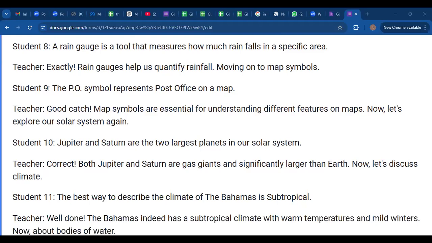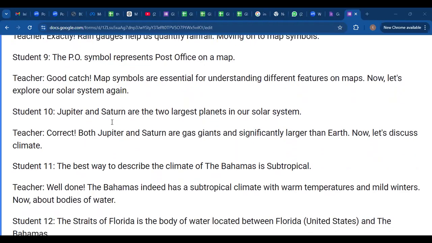Jupiter and Saturn are the two... No, start again from student 9. That's it. Student 9. The PO symbol represents post office on a map. Teacher: Good catch. Map symbols are essential for understanding different features on maps. Now let's explore our solar system again.